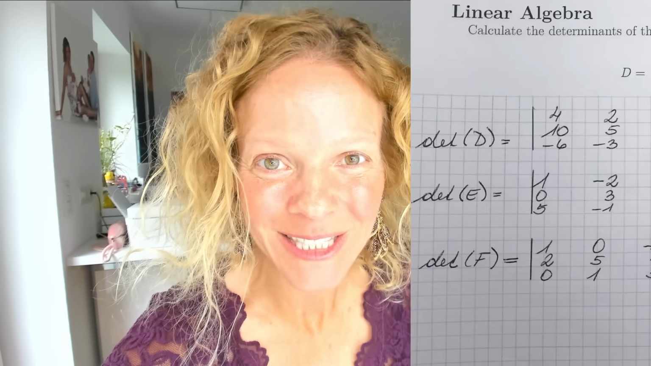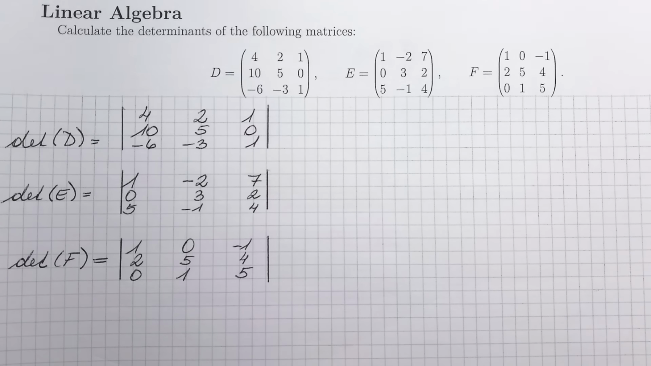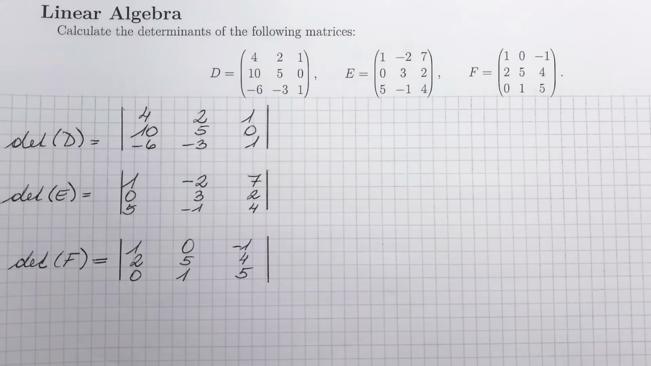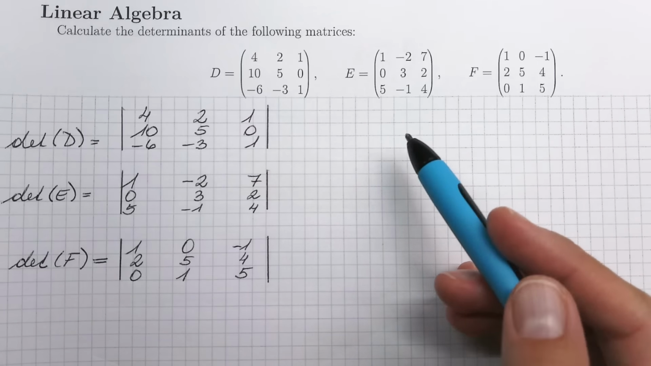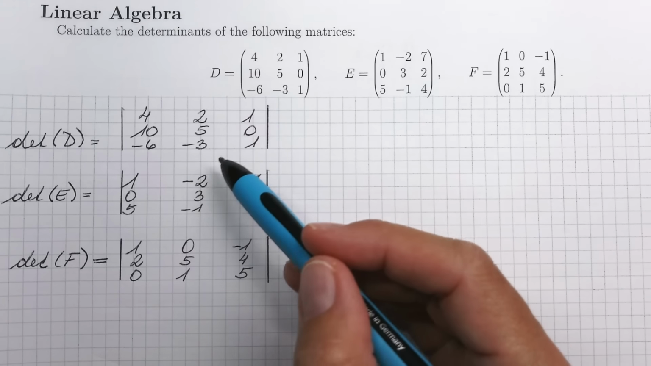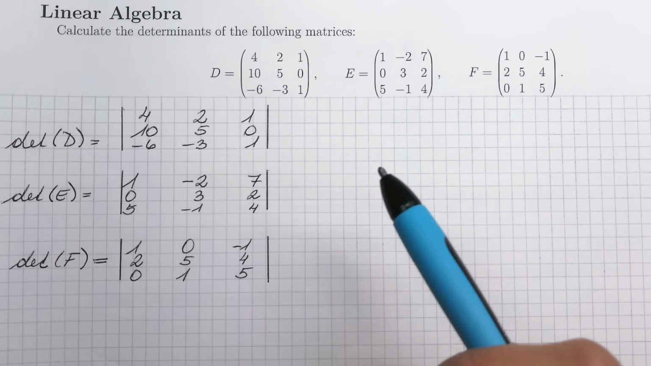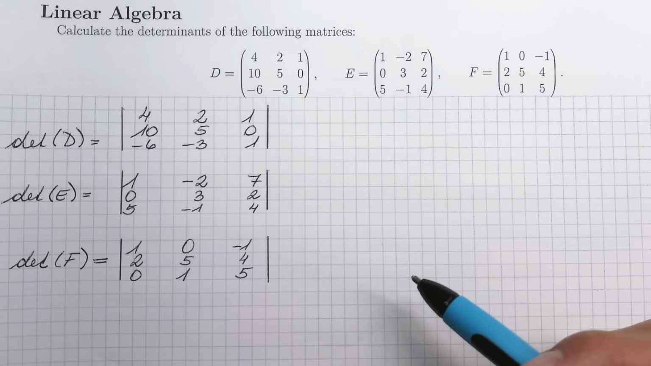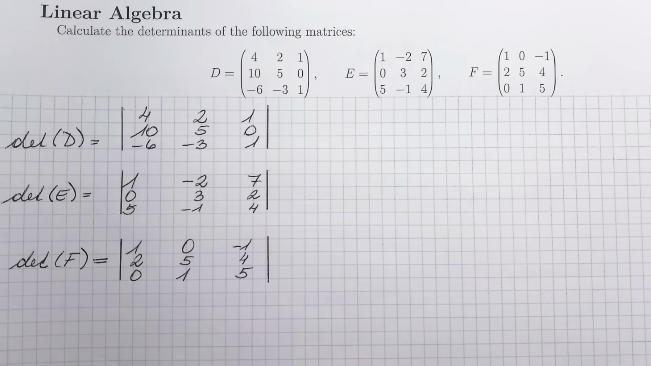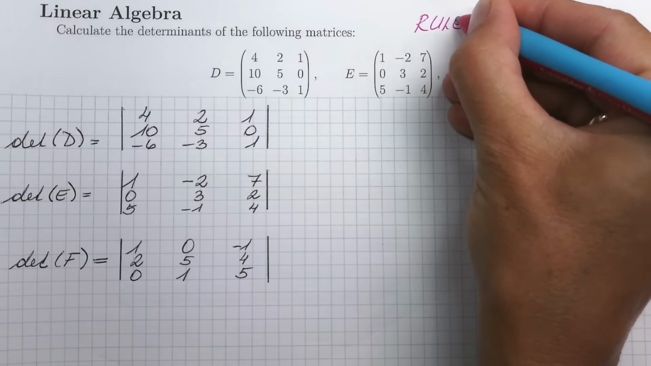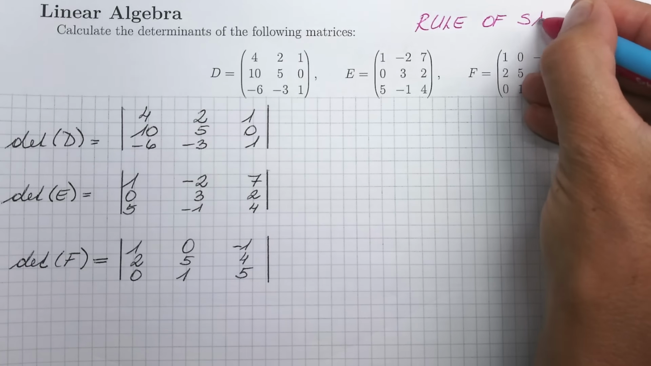Today we are going to calculate the determinant of a 3x3 matrix. Now we have here three different matrices, D, E, and F, and we see that all three matrices are 3x3 matrices. They all have 3 rows and 3 columns. And we're going to calculate the determinant, which is the volume that here the 3 vectors generate in a 3-dimensional room by applying something French. It's called the Rule of Sarrus.